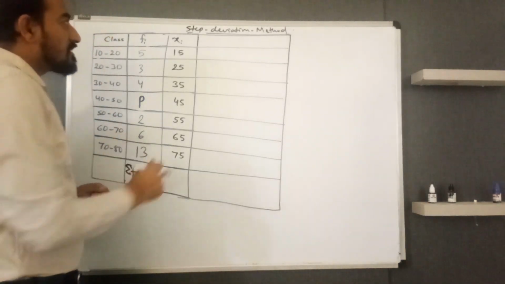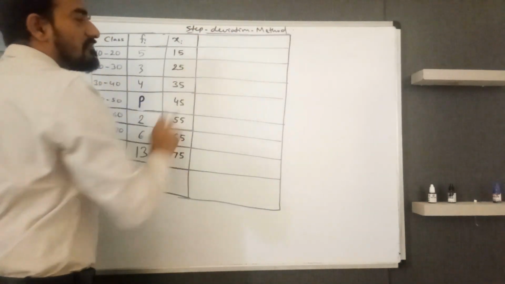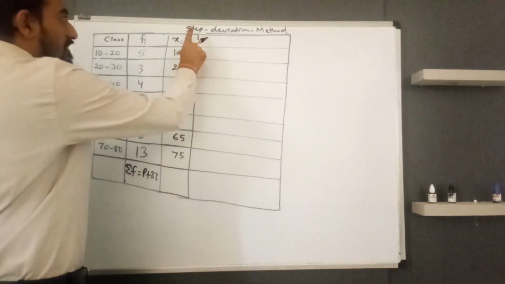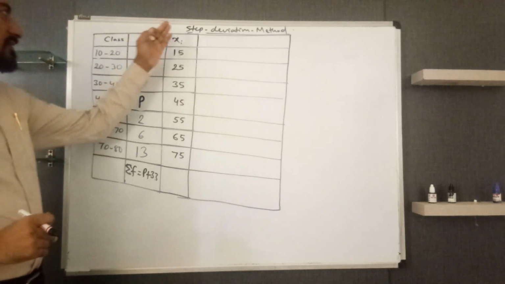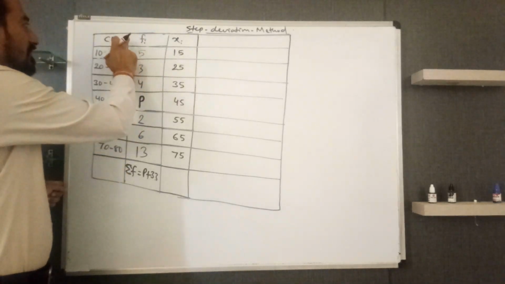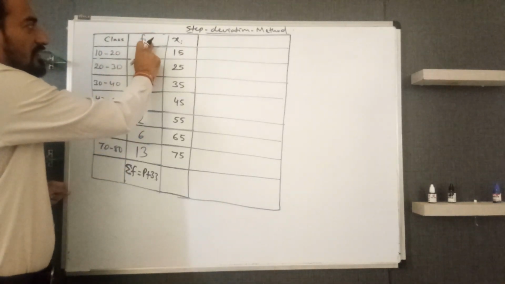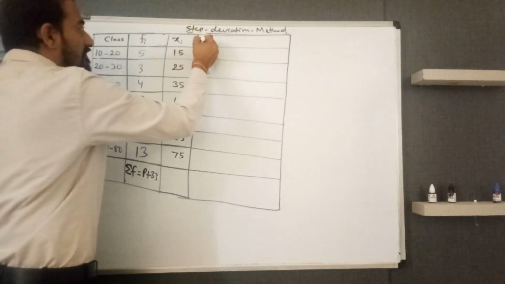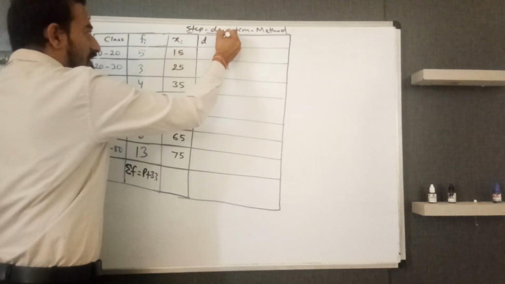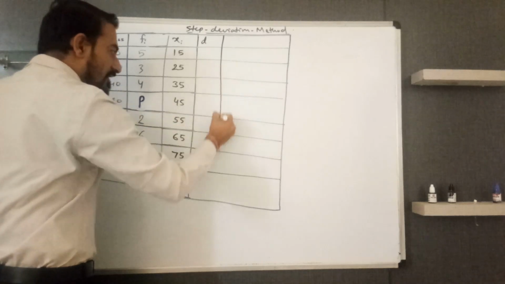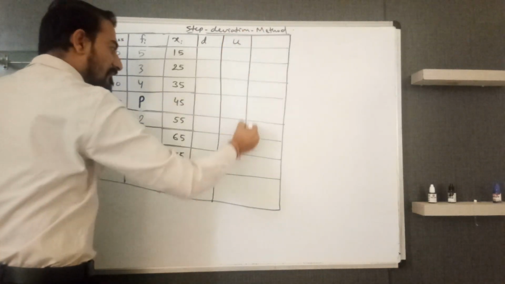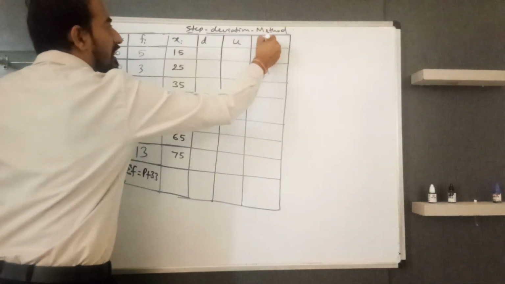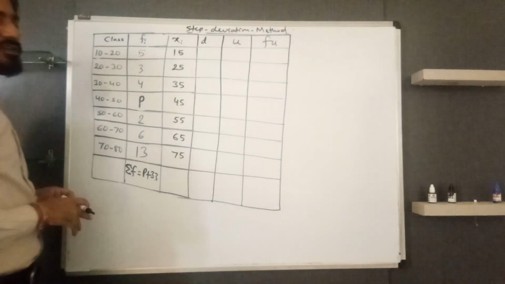Yes. Next, if we follow step deviation method. Which method? Step deviation method. So in this method we need class frequency, class mark, then we need D. In yesterday's class we have discussed how to find D. Then we need U and then we need FU. Just try to understand it.